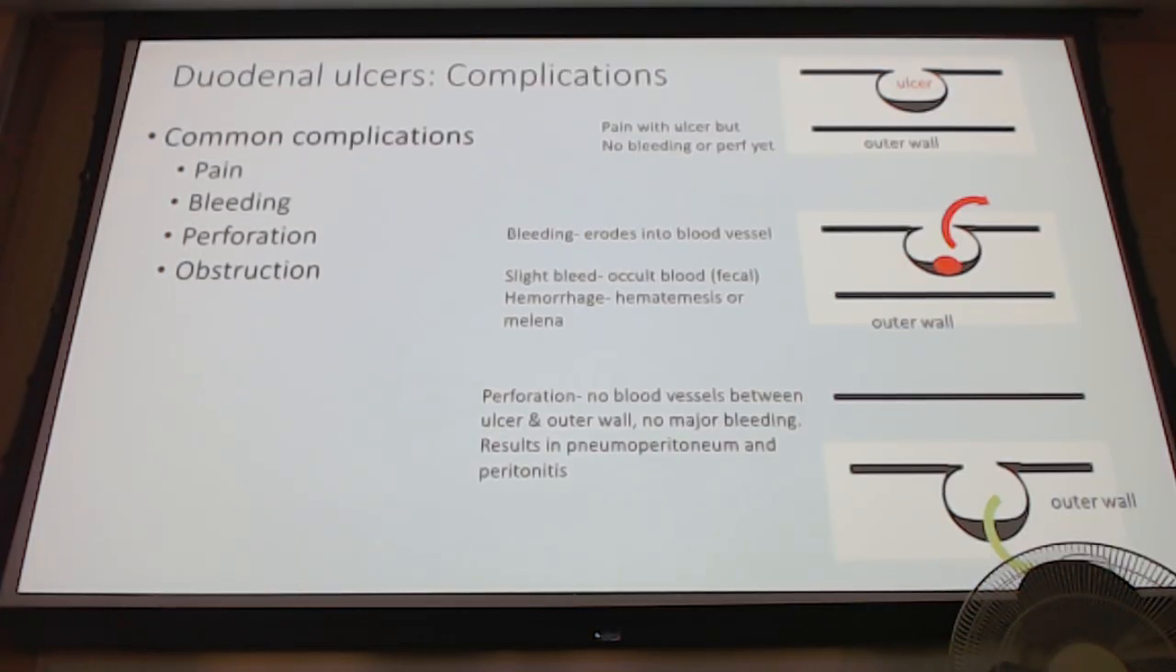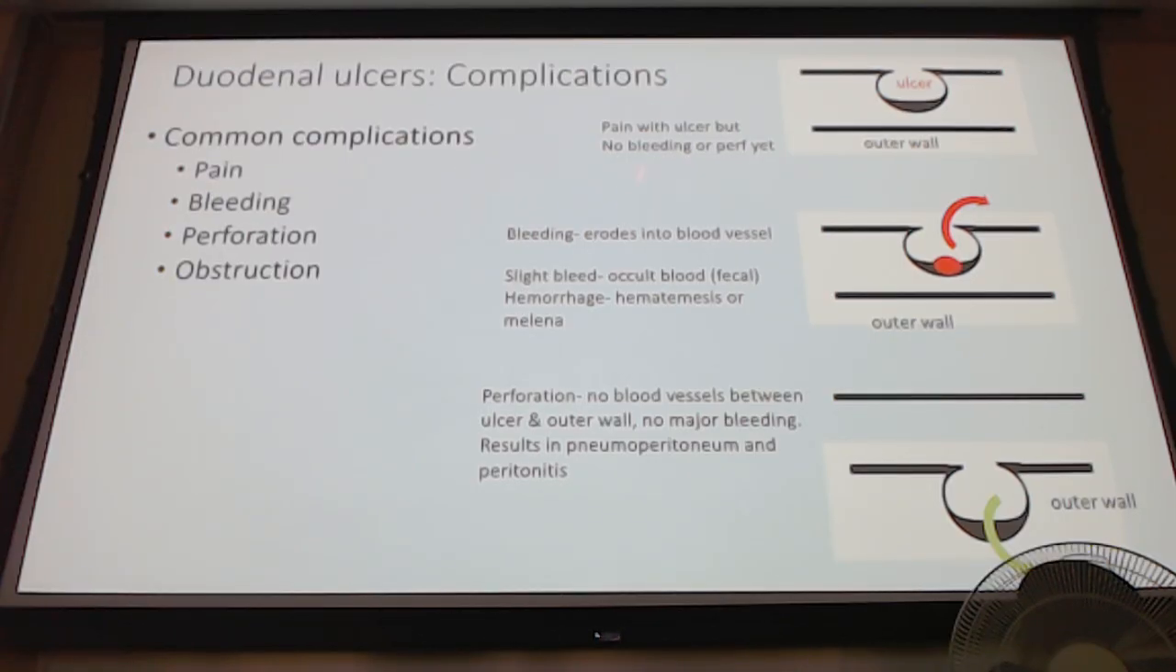Okay, what are the complications? Pain, bleeding, perforation, and obstruction. The duodenum is the first part of the small intestine. It's a tube. It can still obstruct if it's swollen, or if it has a big clot around it.